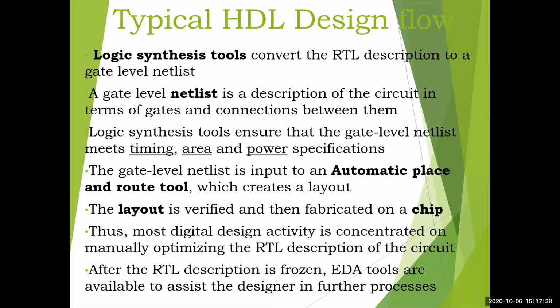Then, in the design flow, the next step is automatic place and route. This is a tool. The gate level netlist is input to an automatic place and route tool, which creates a layout now. Layout is nothing but a chip, right? So layout is verified and then fabricated on a chip. Normally you have seen green color or blue color PCB boards. It is a plain PCB. Above that, components will be put. We normally call it surface mount technology and all. In Goa, nearby, there is a Siemens factory, where they are doing that.